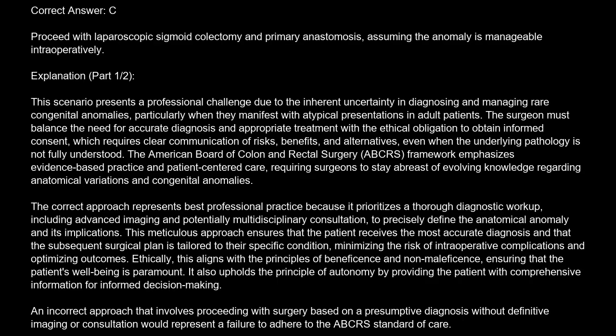The correct answer is C. Proceed with laparoscopic sigmoid colectomy and primary anastomosis, assuming the anomaly is manageable intraoperatively. Explanation. This scenario presents a professional challenge due to the inherent uncertainty in diagnosing and managing rare congenital anomalies, particularly when they manifest with atypical presentations in adult patients.